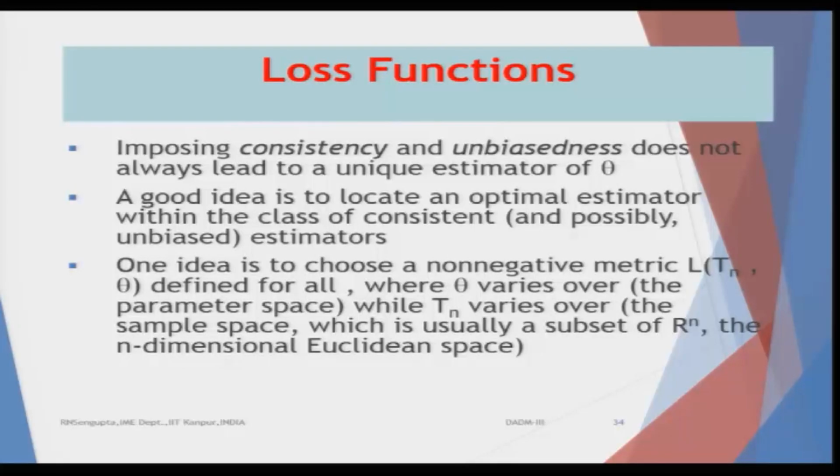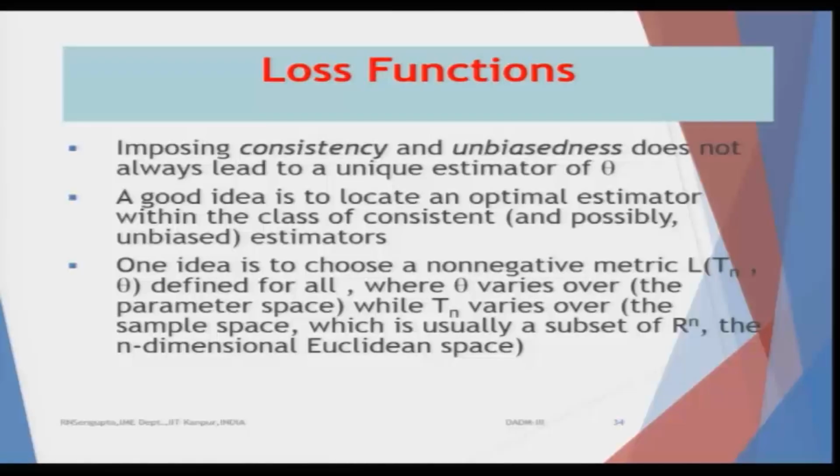A good idea would be to choose an optimal estimator within the class of consistent and possibly unbiased estimators. This is very important for us, because once we are able to find the optimal estimator, our job is done and we can utilize it to predict the actual parameter value. In the case we are able to pick only one set of observations, we utilize the sample in order to find the statistic which should do our work.